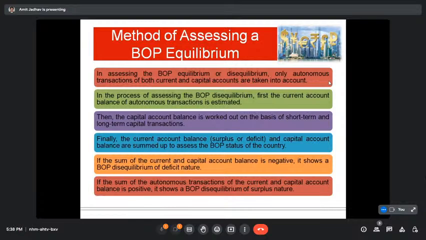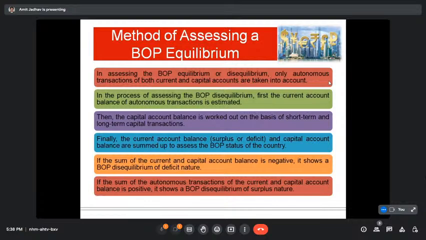Then the capital account balance is worked out for the short term and the long term transactions, because in the capital account there will be short term and long term capital transactions. We have to take into account both short term as well as long term capital inflow and outflow.